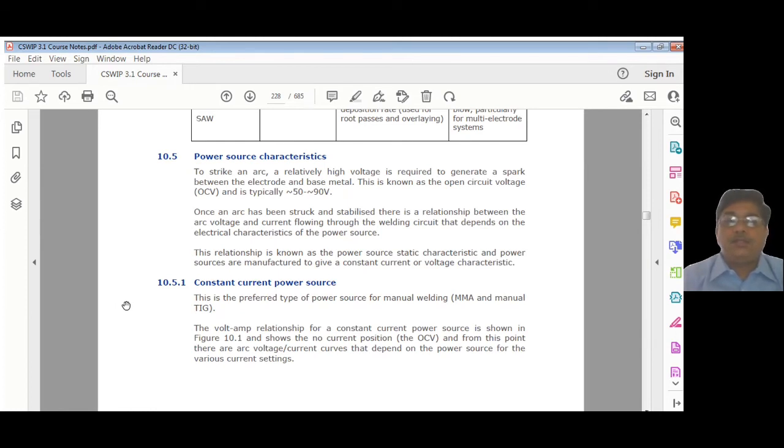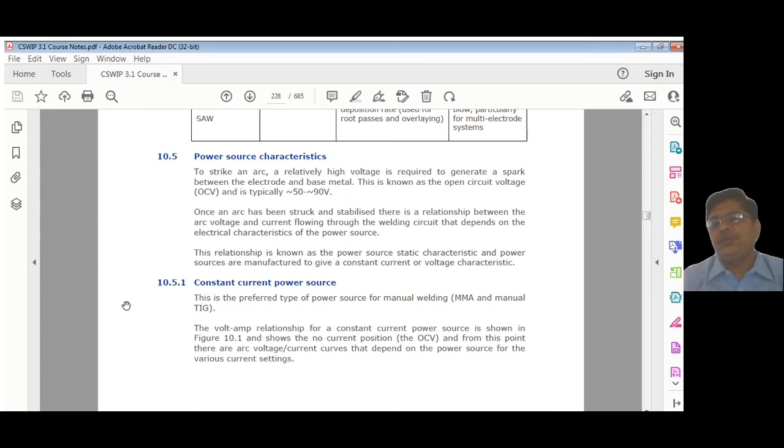Then comes the power source characteristics. So how should the power source be? To strike an arc, a relatively high voltage is required to generate a spark between electrode and base material. This is known as open circuit voltage and is typically 50 to 90 volt. Open circuit voltage is many times called OCV. OCV machines are used as a common practice. Once an arc has been struck and stabilized, there is a relationship between arc voltage and current flowing through the welding circuit. That depends on the electrical characteristic of the power source.